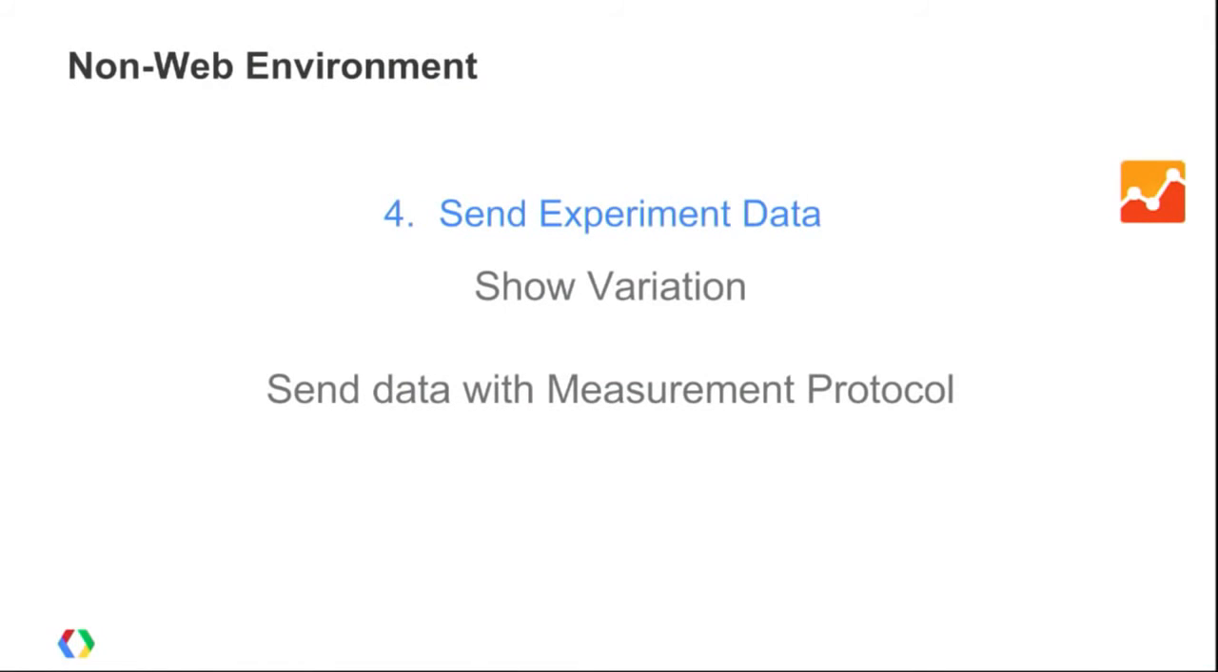So for non-web environments, we still need to send experiment data. You always have to send this experiment data to Google Analytics. Once you've shown the variation to the user, you would send the data with the measurement protocol. This will get the reports populated with the proper data for your non-web environment. So it's all very similar in terms of what you're doing, just little tweaks here and there on what actually needs to be done from an implementation standpoint.